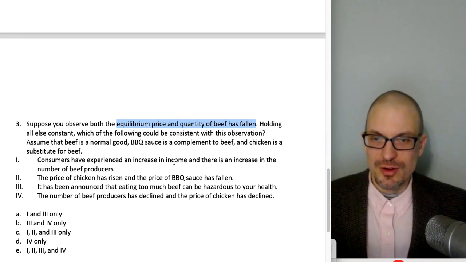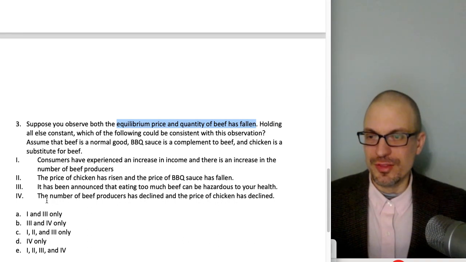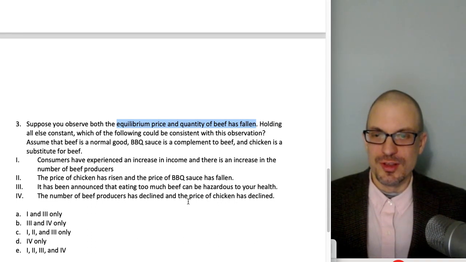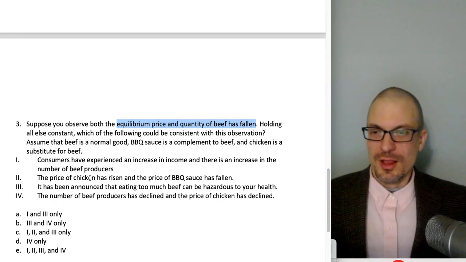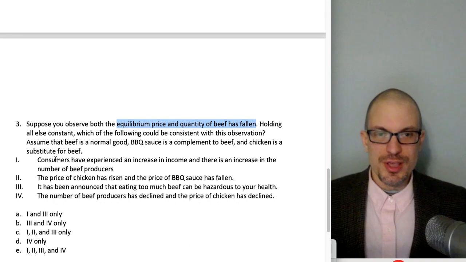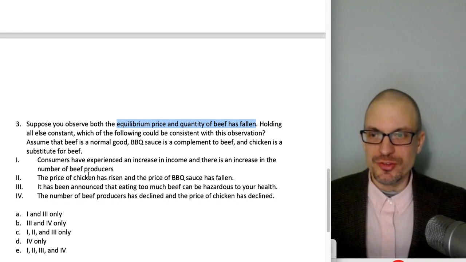Consumers have experienced an increase in income, and there's an increase in the number of beef producers. The price of chicken has risen. The price of barbecue sauce has fallen. It's been announced that eating too much beef can be hazardous to your health. The number of beef producers has declined, and the price of chicken has declined. All right, so we'll go over these and we'll look to see what's the effect on demand, what's the effect on supply, and then jointly, what's the prediction for equilibrium price and quantity.